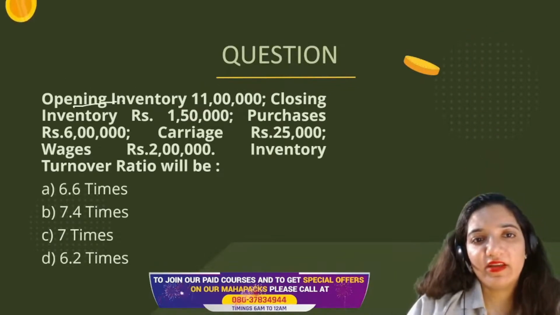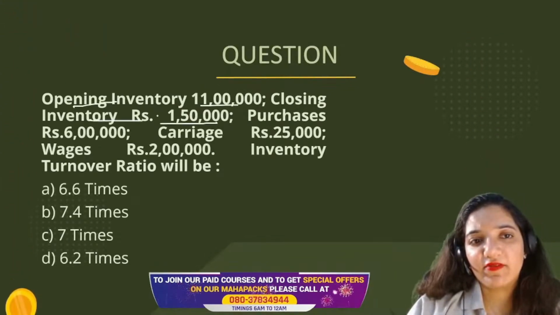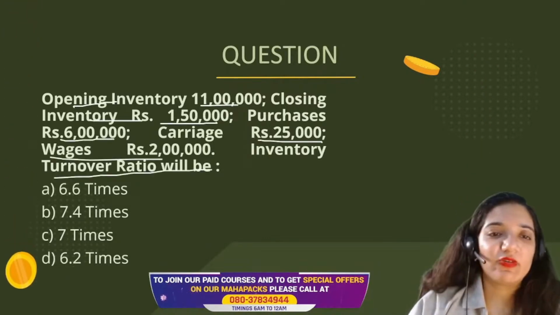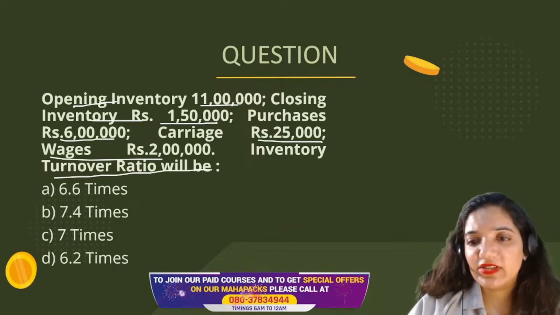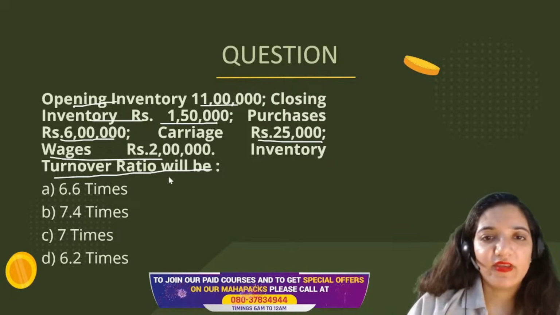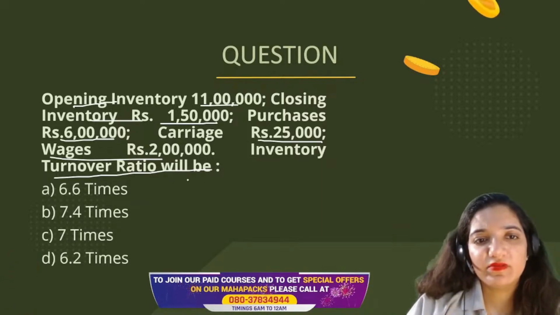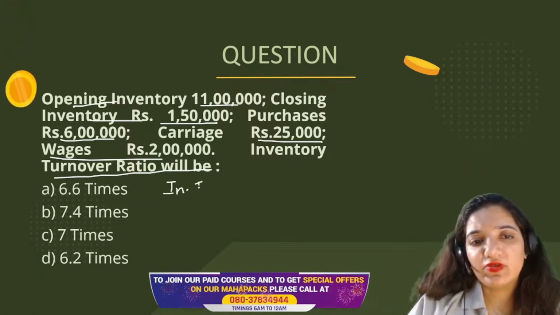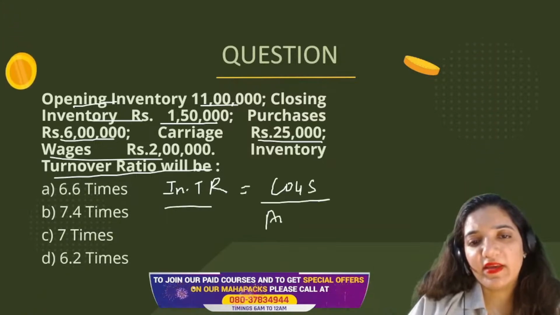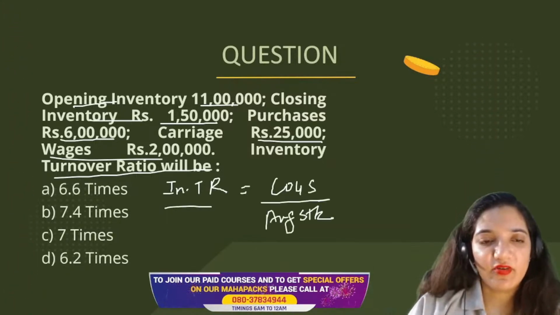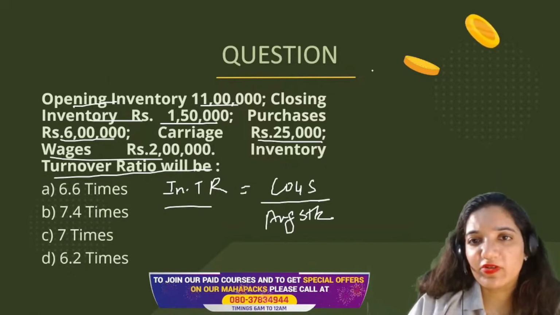We are given the opening inventory of 11 lakh, closing inventory of 1 lakh 50, purchases of 6 lakh, carriage of 25,000, wages, and they want you to calculate the ITR, that is inventory turnover ratio. How do we calculate the inventory turnover ratio? Inventory turnover ratio or ITR is equal to COGS divided by average stock. That's the formula. Okay, so let's look at this particular question, everyone.